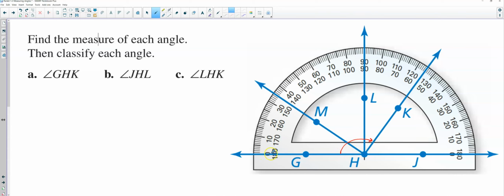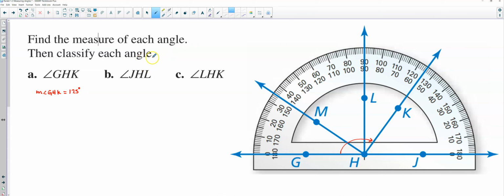So it's easier, since it starts at 0, for me to use the outer scale, and notice that it goes to 125. So the measurement of angle GHK, that one was easy because it started at 0, so it's just 125 minus 0, so that's 125. So that's 125 degrees. Remember, angles are measured in degrees. They're also measured in radians, but we'll cover that later.